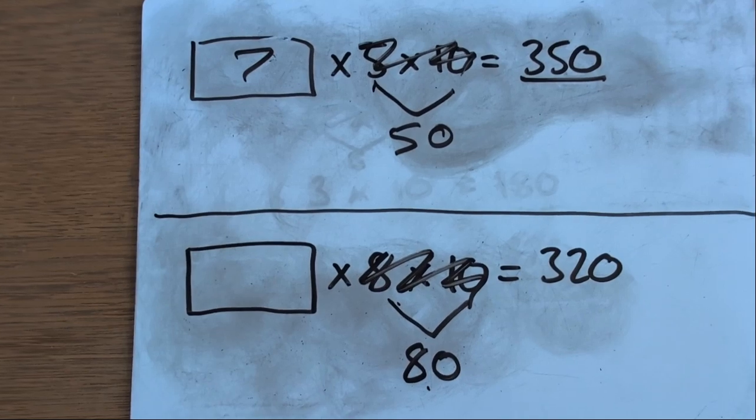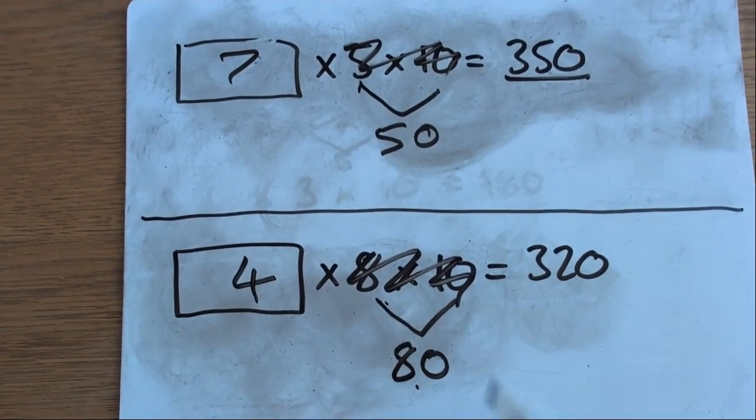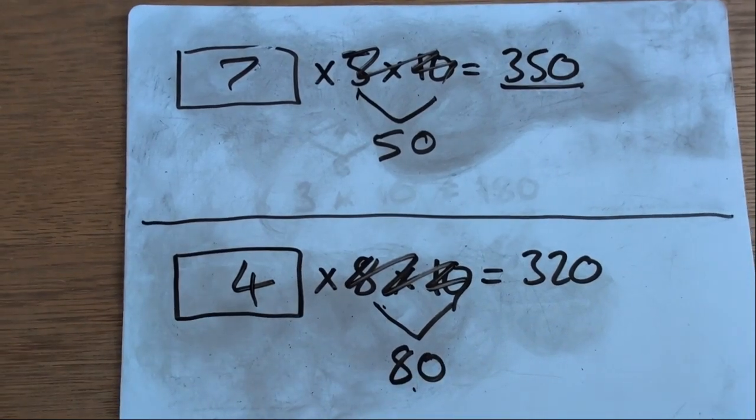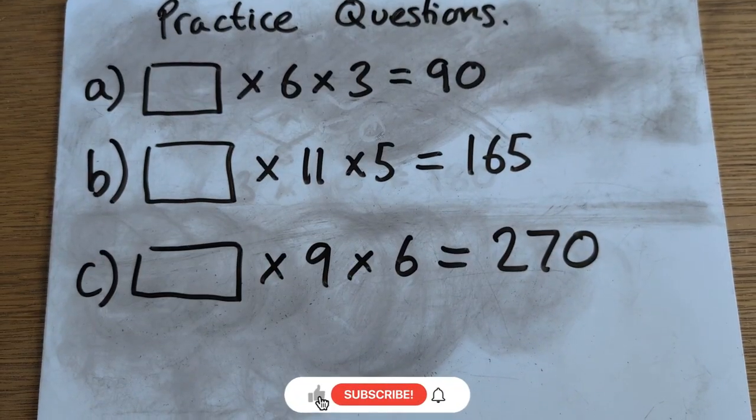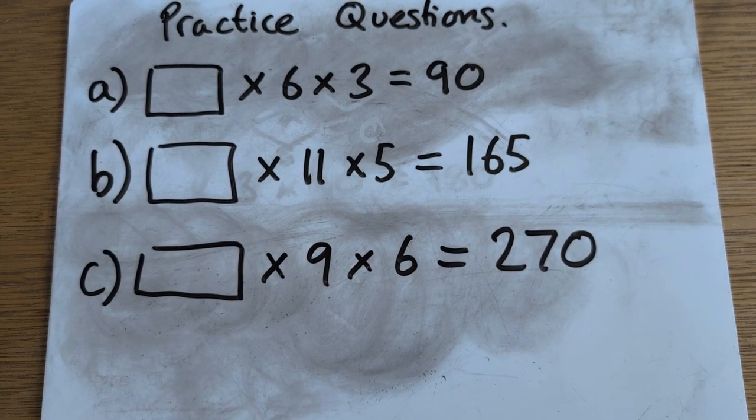Well, that's in the times table knowledge. 8, 16, 24, 32, 4. So 4 times 8 is 32. 4 times 80, 320. Done. Pause the video here and you can have a go at these questions, and then I'll put the answers on just after.